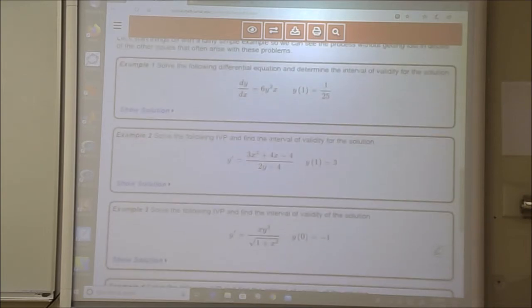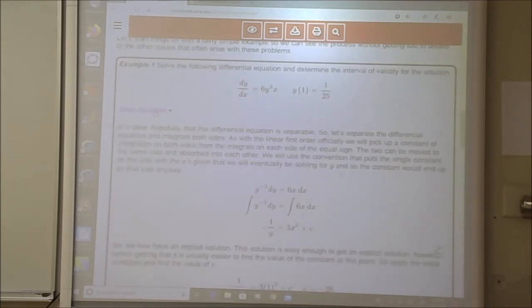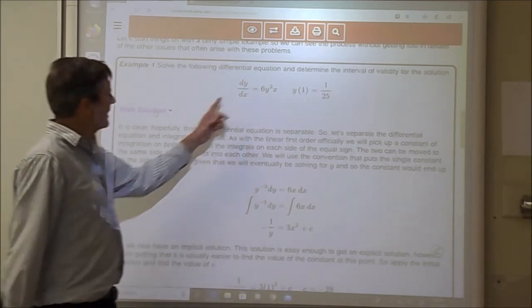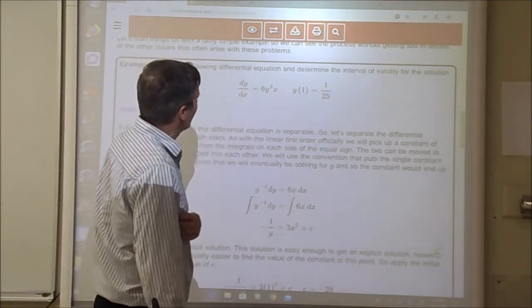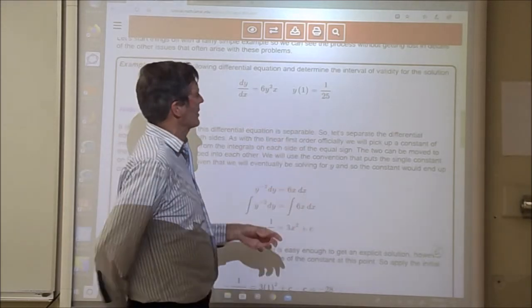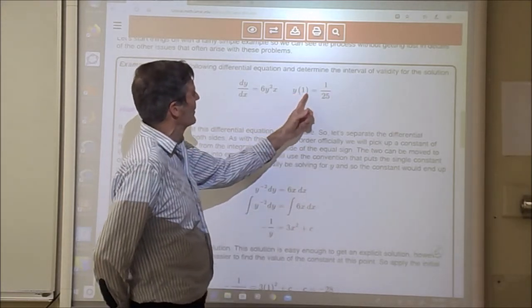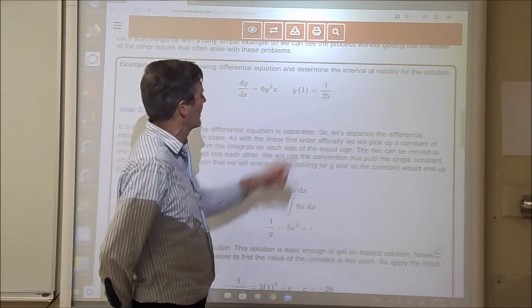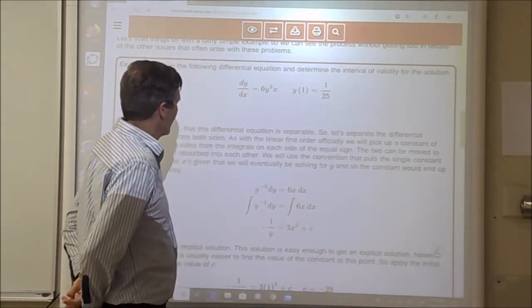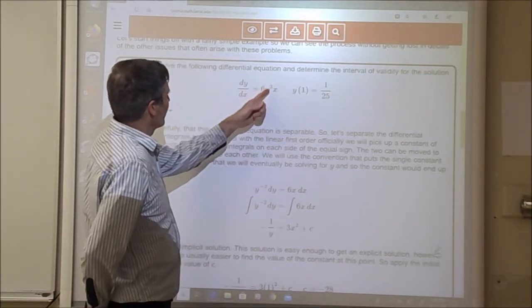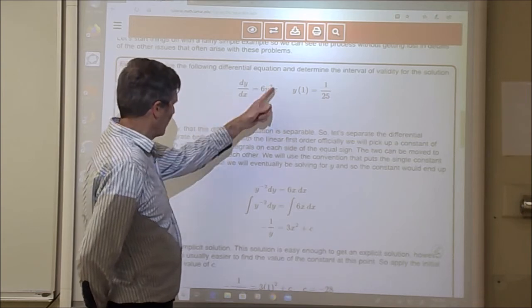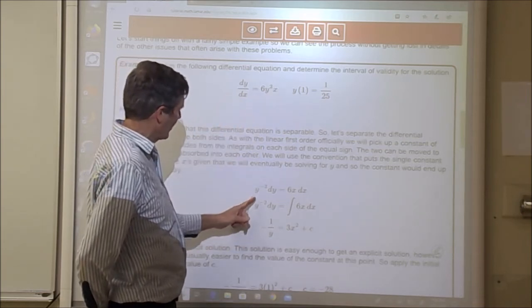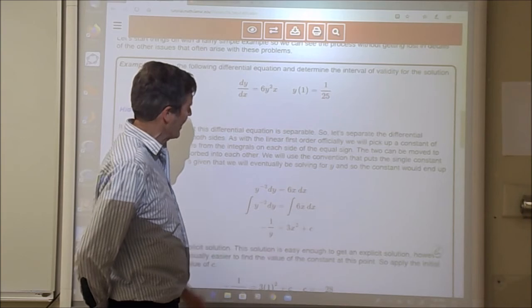Let's try it on this one here. Suppose I wanted to solve dy/dx equals 6y squared x, together with an initial value, otherwise I'll get an infinite number of solutions: y when x equals 1 is 1/25. Alright, so what do I do? I separate variables. I'll divide by y squared and multiply by dx. So I get y to the minus 2 dy equals 6x dx.